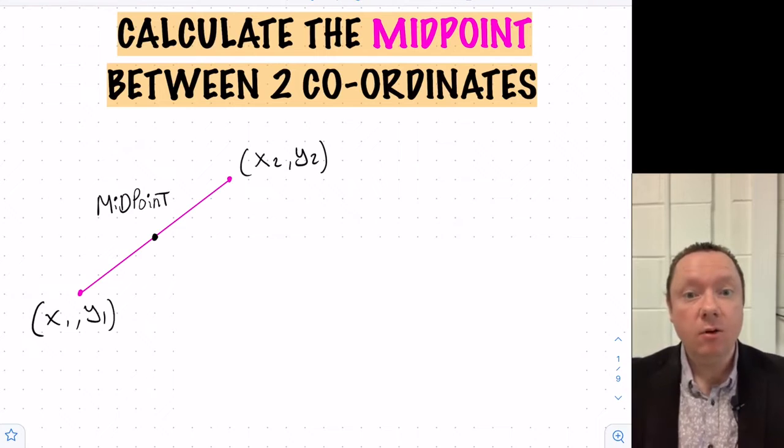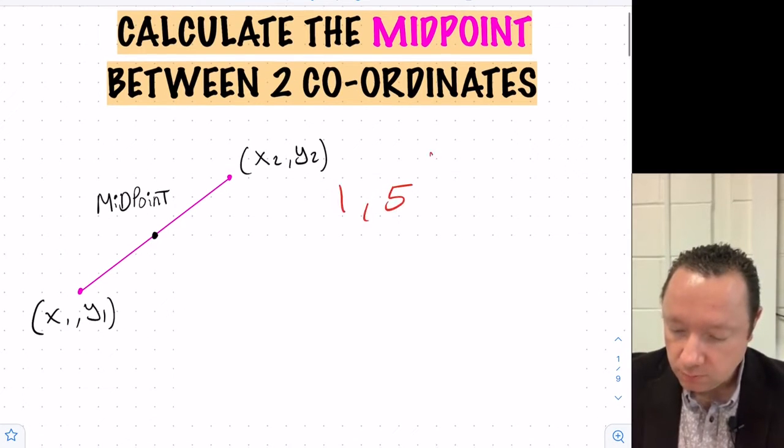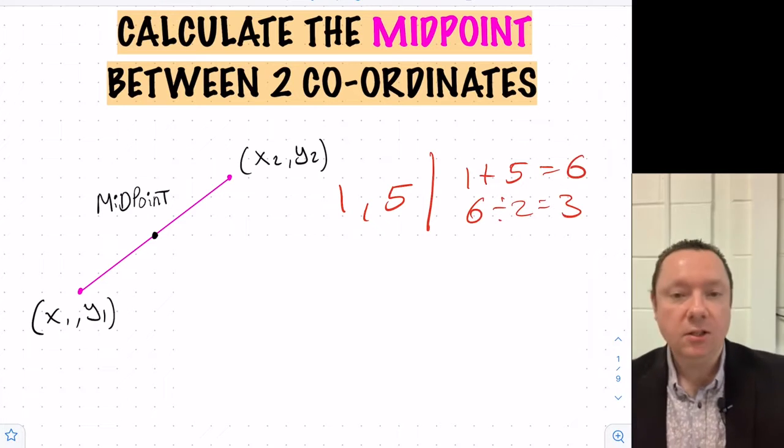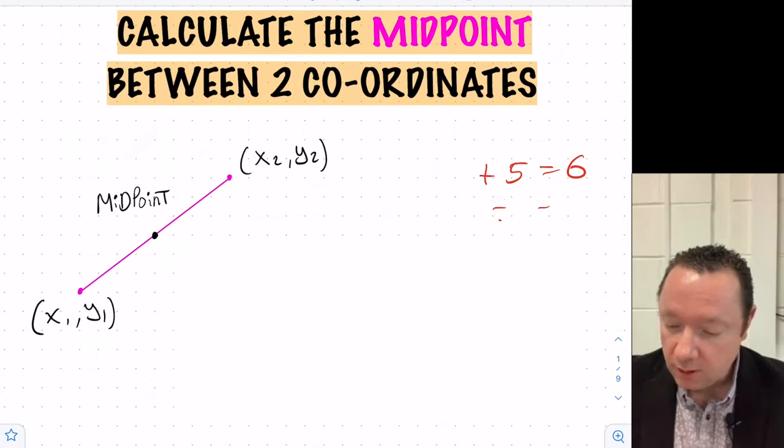So if I had the middle of 1 and 5, let's just write this up. If I wanted the middle of 1 and 5, say, I could just do 1 plus 5, which is 6, and then divide by 2, which is 3. And 3 is clearly the middle of 1 and 5. So I can just average out the x's and average out the y's. So as a formula, you get the following.